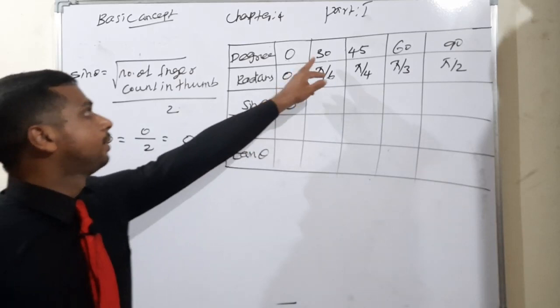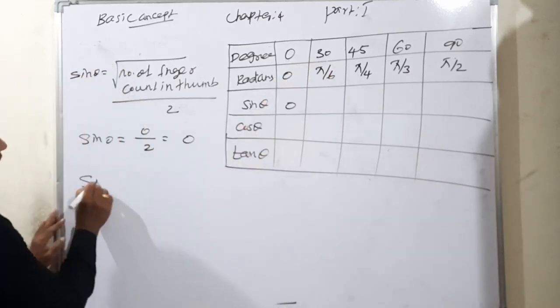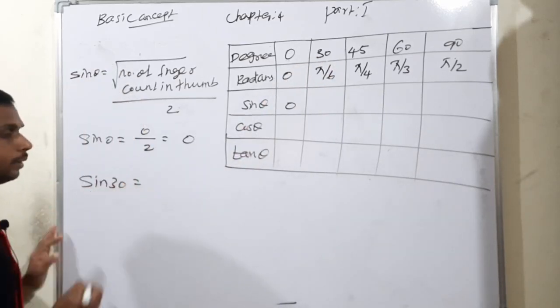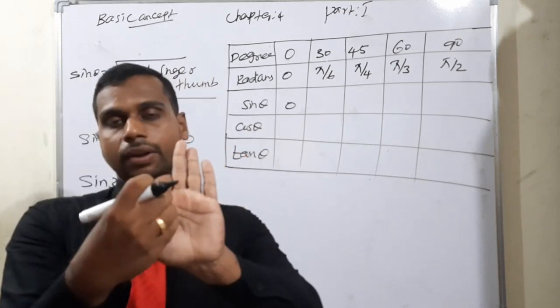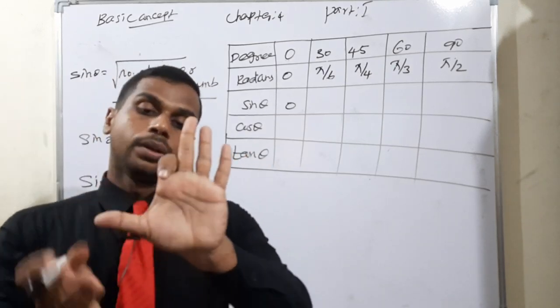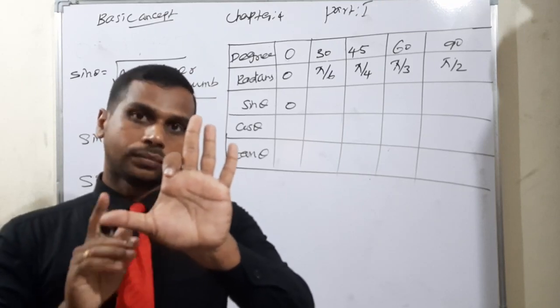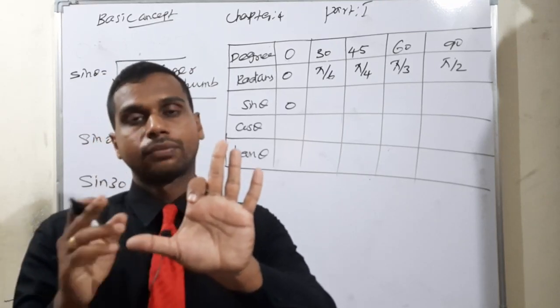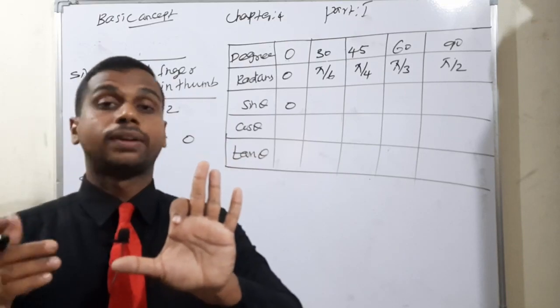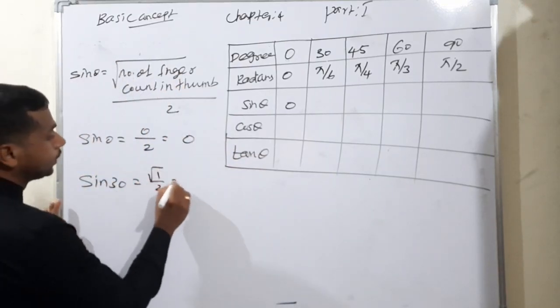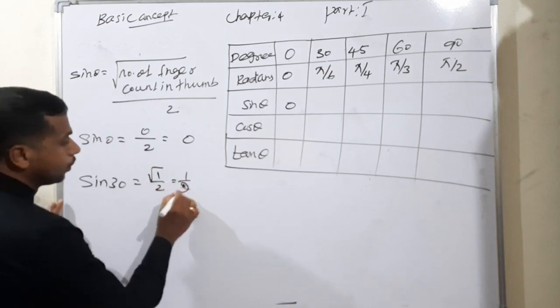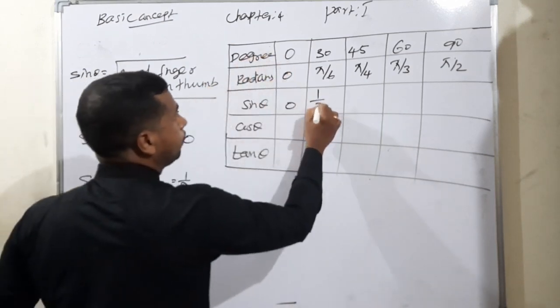I am moving to sin 30. Look there, sin 30. This is the index finger, we have to fold it. Now look at the thumb side, how many fingers remain? Only one finger remains on the thumb side. Therefore square root of 1 is 1. So we can write root 1 by 2 is equal to 1 by 2. Therefore sin 30 value will be 1 by 2.